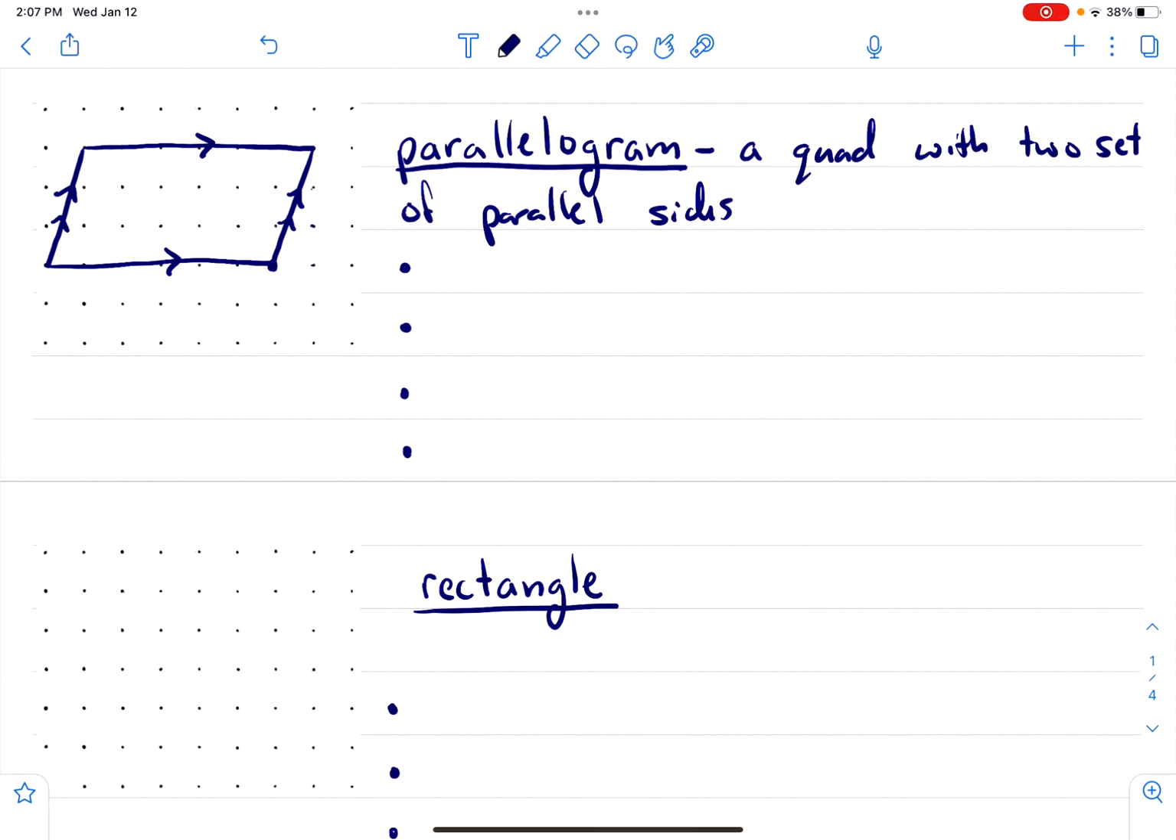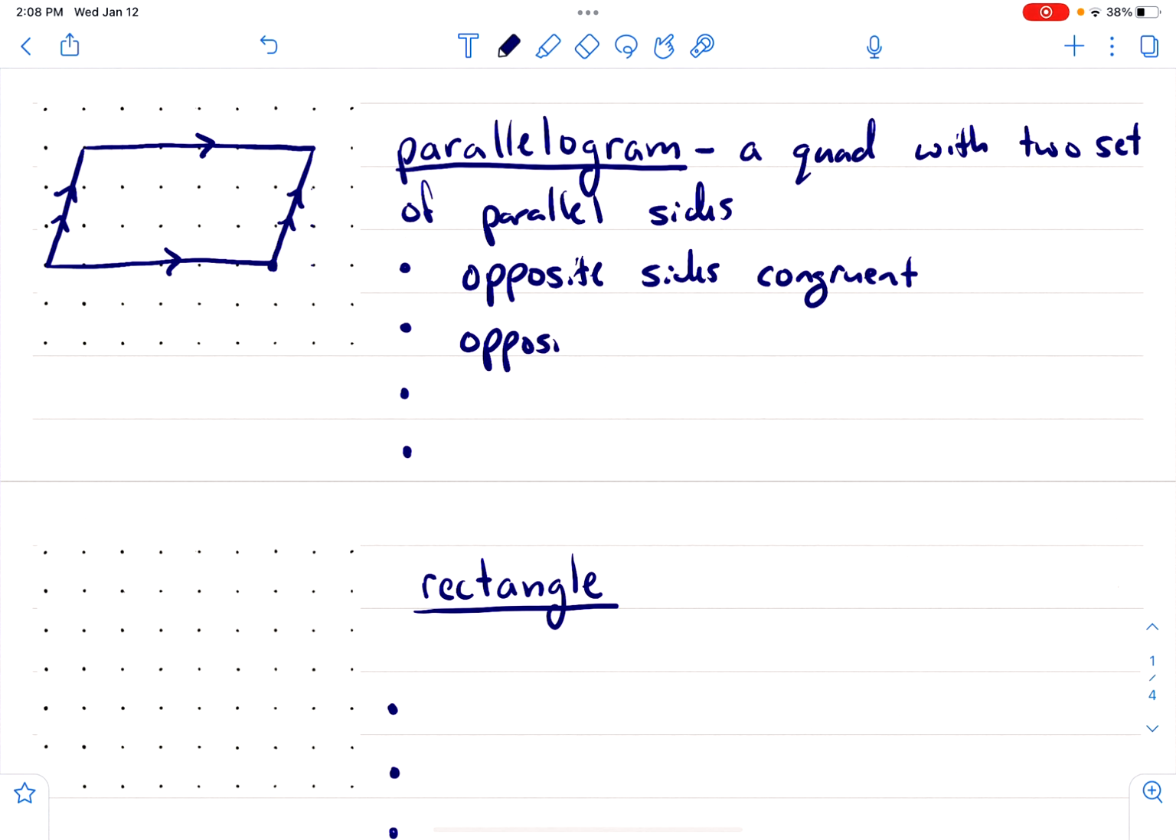That's pretty easy. Or two sets of parallel opposite sides, or two sets of opposite sides that are parallel. You just got to have some of those words in there. Okay, it's got four special things about it. The four special things, man, these are easy. First one, opposite sides are congruent.